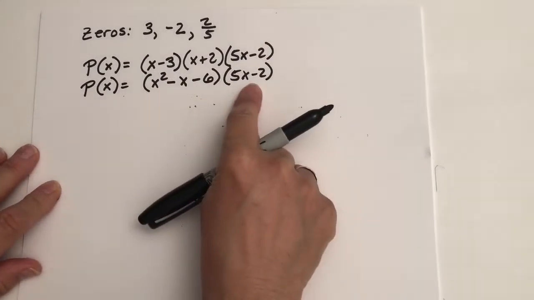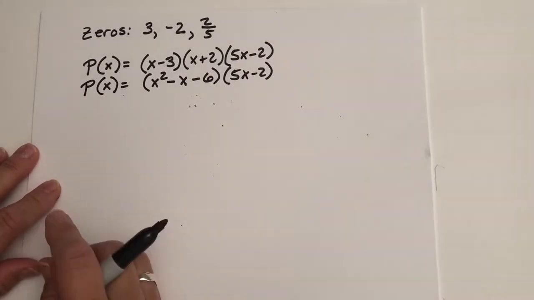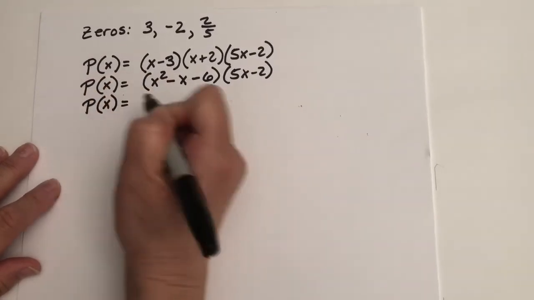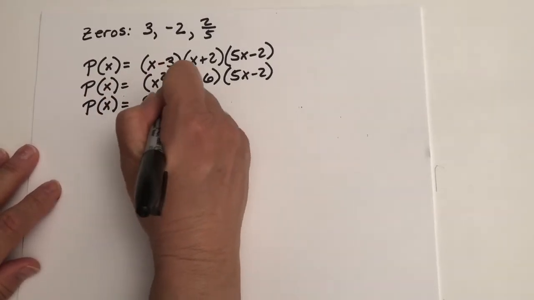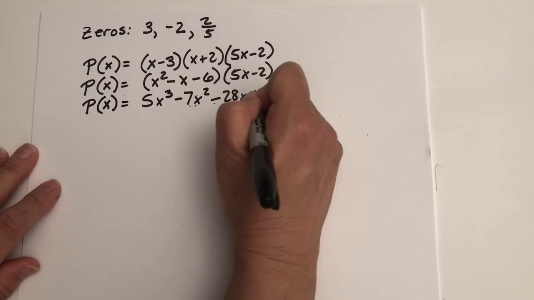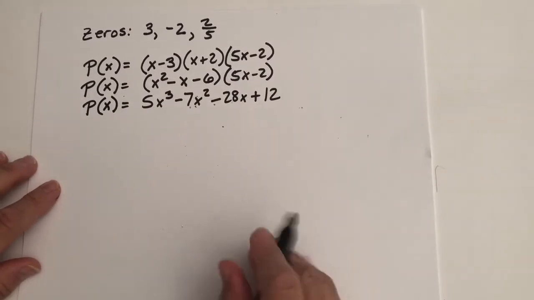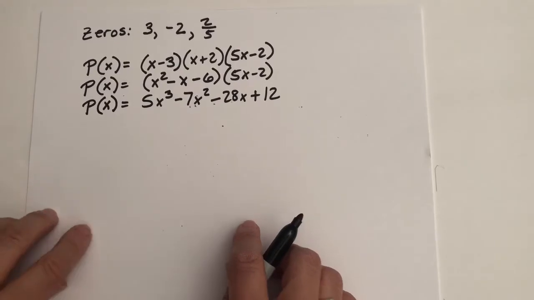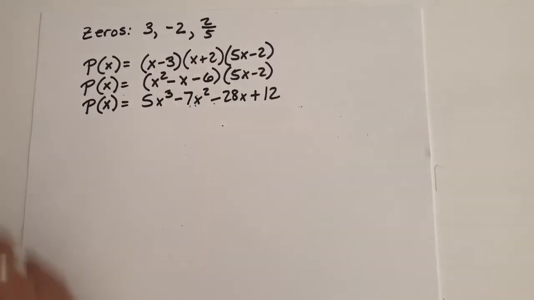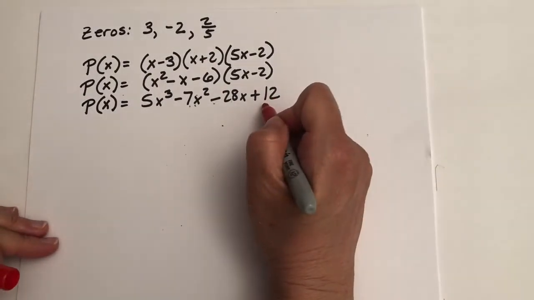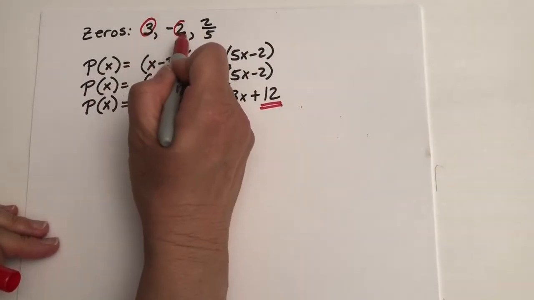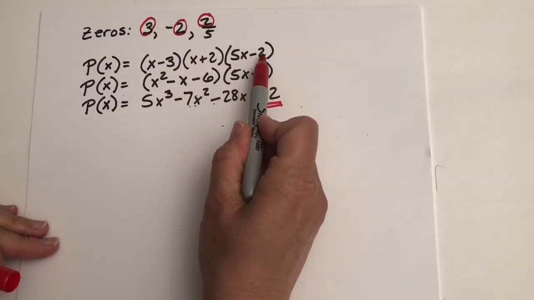Now I'm just going to do the multiplication and give you the result, but you could take time to multiply it out if you'd like. But the result when you multiply those together is 5x cubed minus 7x squared minus 28x plus 12. And here's the point that I want to make. There's a relationship between this constant here and our zeros. In particular, notice that this 12 right here is the product of this 3, this 2, and this 2. Comes from these.